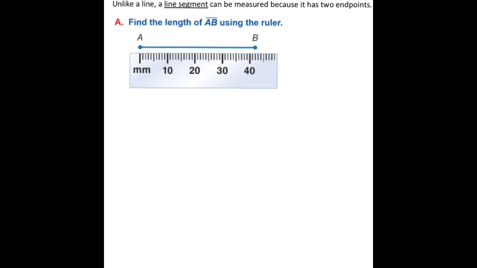So unlike a line, which has no endpoints and goes on forever, a line segment can be measured because it has two endpoints. When we talk about the measure of a segment, we're talking about the distance. We want to know the distance from point A to point B. We do not put a bar over it. So you have line segment AB.